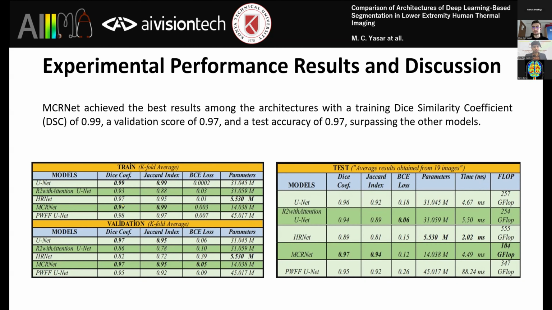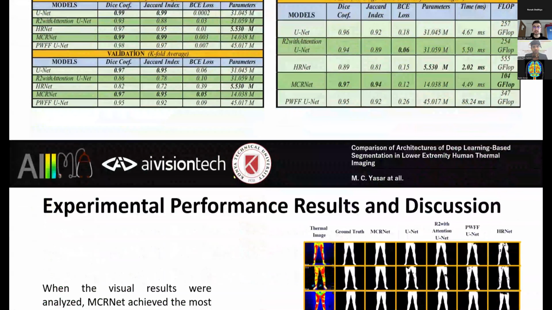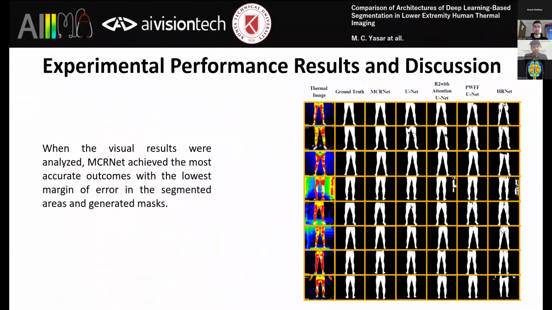You can see the dice results. On the test results, you can see the GFLOP size. Additionally, upon examining several examples of the visual test results, it can be observed that MCRNet outperformed the other models in segmentation accuracy. Also, you can see these pictures. MCRNet has the best results on the segmentation tests. The worst model is the high resolution network.